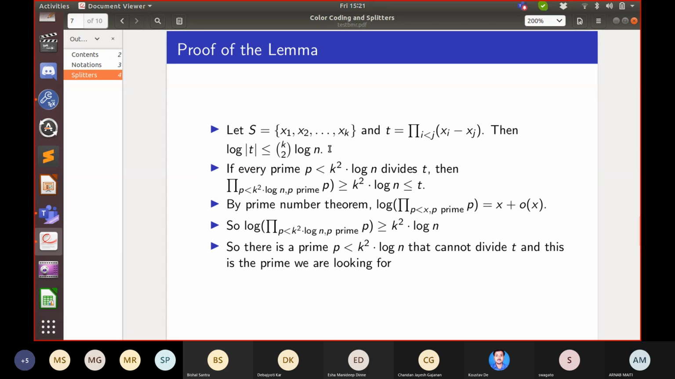In the definition of T, is it the product of mod of xi minus xj? No, it's just xi minus xj. We can do mod also, but it doesn't make any difference, because I did the mod before taking the log.